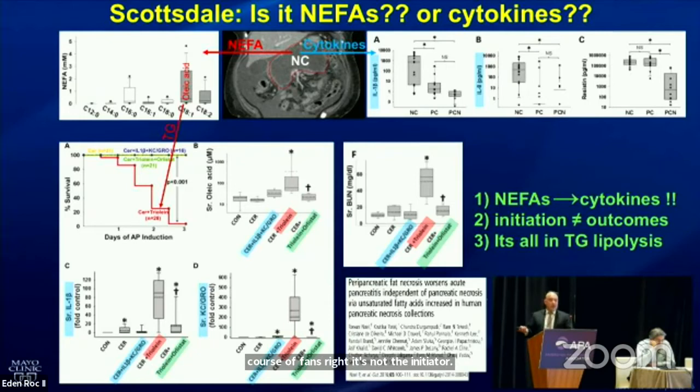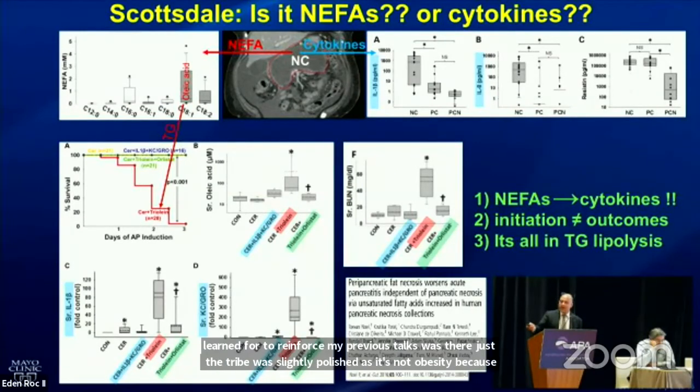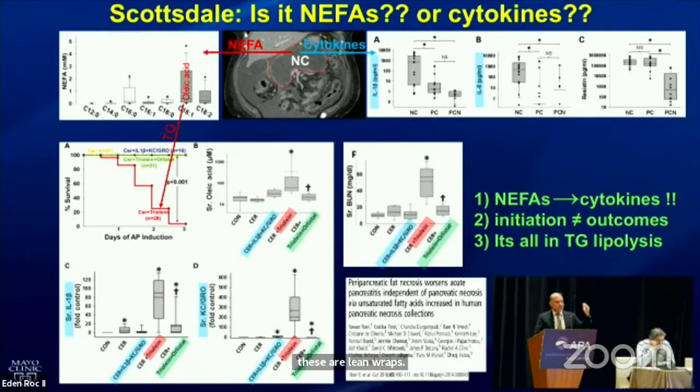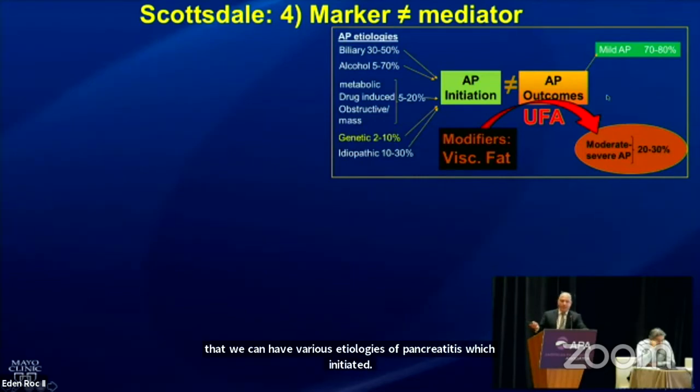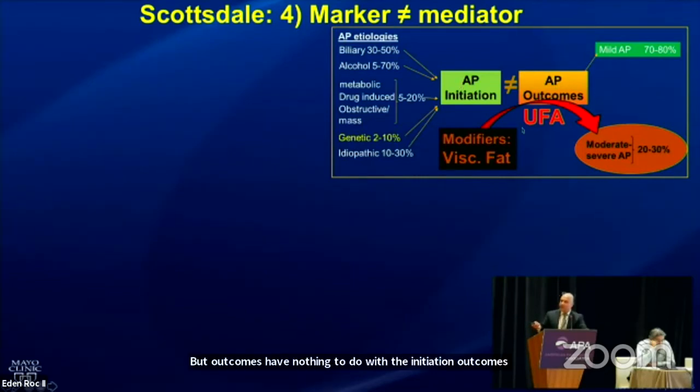And the last thing that we learned, which reinforced my previous thoughts, was that it's the triglyceride lipolysis. It's not obesity, because these were lean rats, but you can make the pancreatitis severe just by the triolein sitting there. So it is the triglyceride lipolysis, not the obesity, that makes things worse. So just to summarize, what we've learned over here is that we can have various etiologies of pancreatitis which initiate it, but the outcomes have nothing to do with the initiation. The outcomes are modulated by the modifier, which generates unsaturated fatty acids, which may worsen pancreatitis.